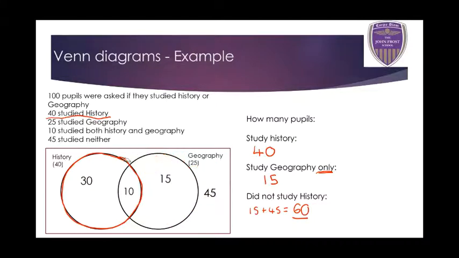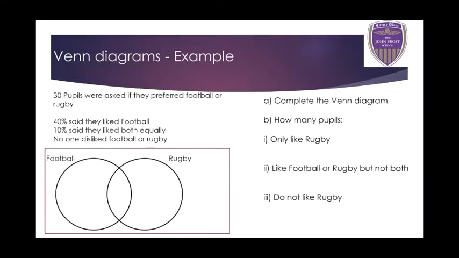So using Venn diagrams, there are a few different ways you can work out the answers to these questions. Let's have a look at another example. This time, 30 pupils were asked if they preferred football or rugby. 40% said they liked football, 10% said they liked both equally. No one disliked football or rugby.